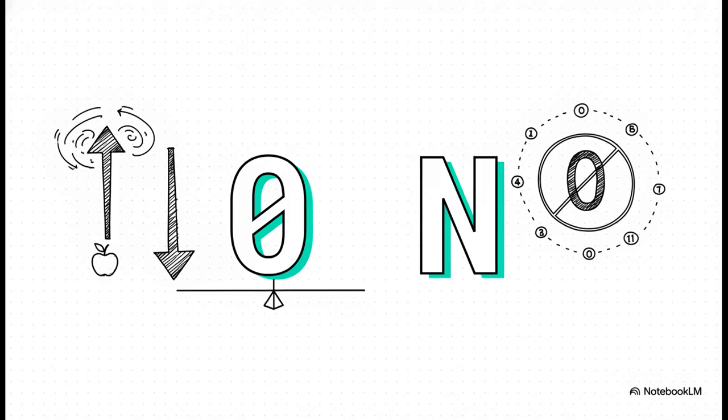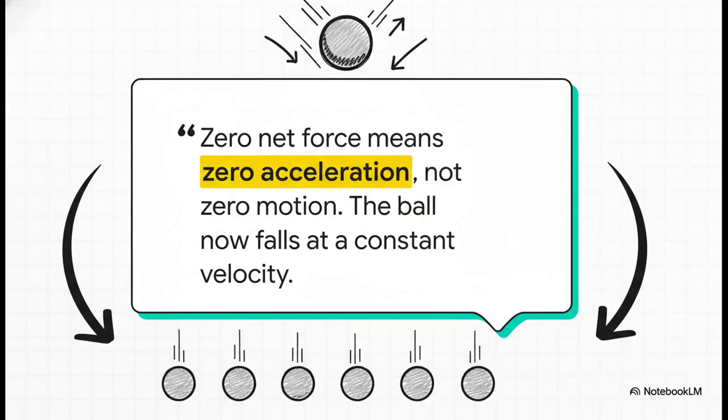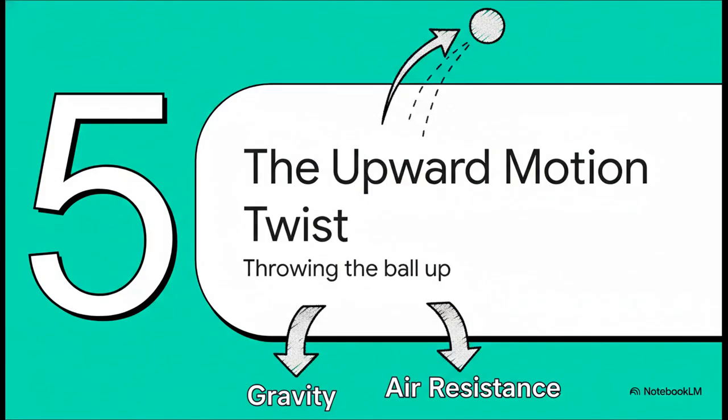A big, fat 0. Now, this is such a critical concept in physics, so let's be really clear. According to Newton's second law, if the net force is 0, the acceleration must also be 0. This doesn't mean the ball suddenly stops in midair. No, it just means it stops speeding up. It continues to fall, but now it's at a constant maximum speed that we call terminal velocity. Okay, so I think we've got the falling ball down pretty well.